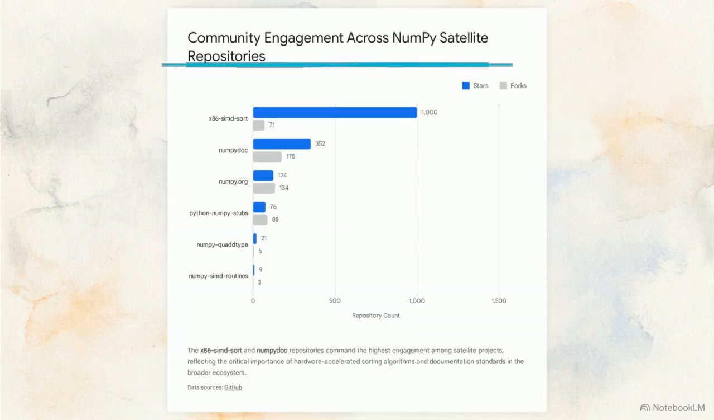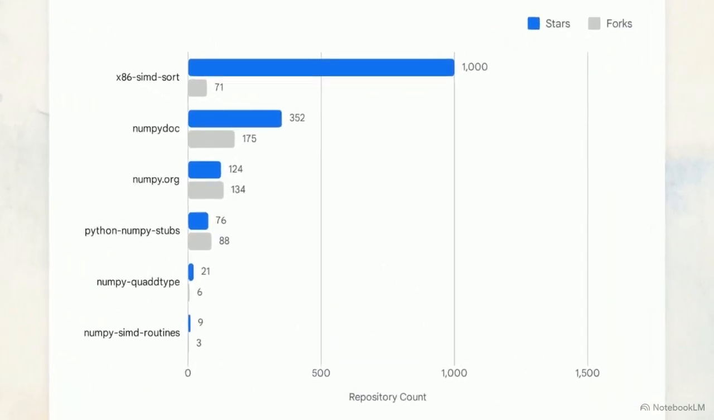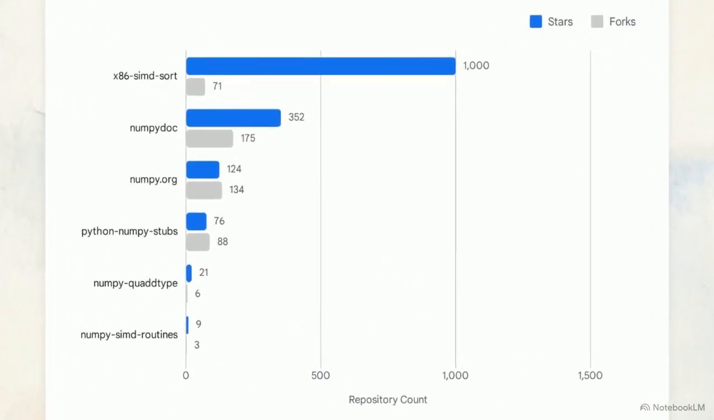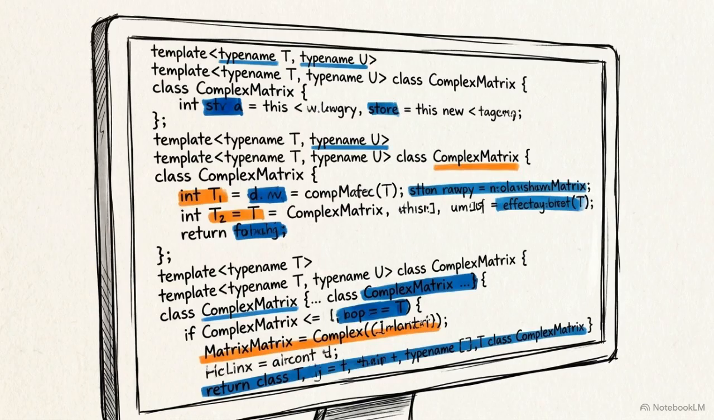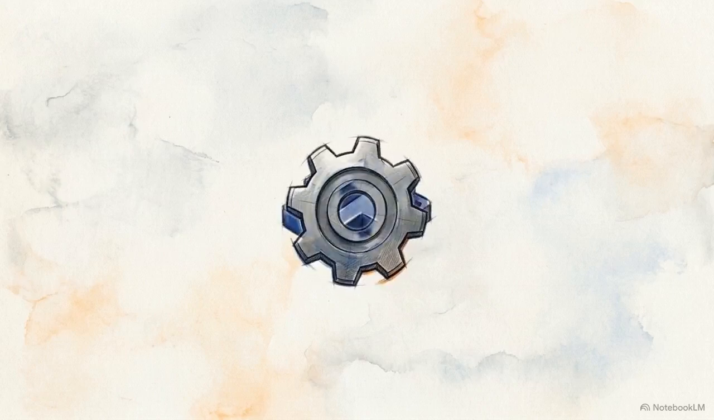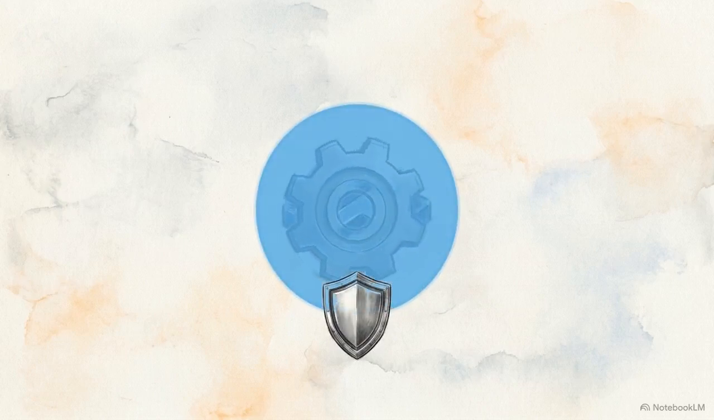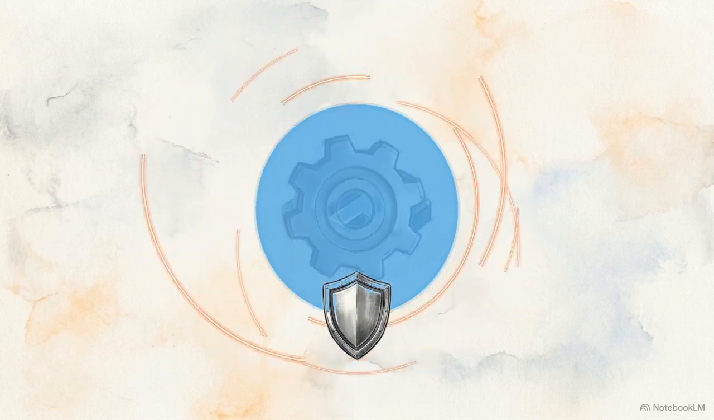This bar graph visualizes community engagement across those satellite repositories. By partitioning the architecture, maintainers isolate experimental data types, preventing edge cases from blocking core releases. The topmost bar highlights x86 SIMD sort, a repository with massive engagement relative to other satellite projects. This specific project isolates complex C++ template metaprogramming used for AVX 512 hardware-accelerated sorting algorithms. This isolation protects the primary codebase's stability while capturing the throughput enhancements of vector processing.